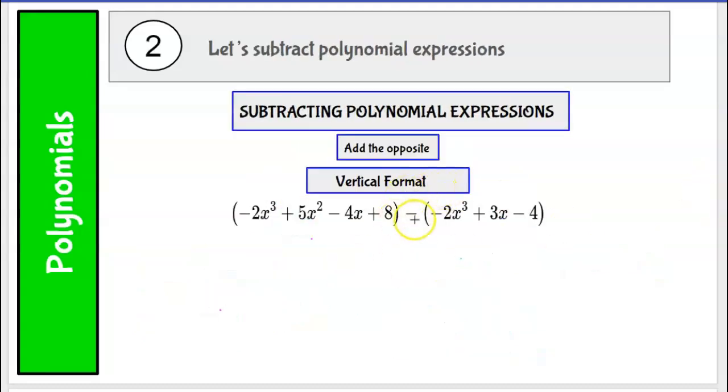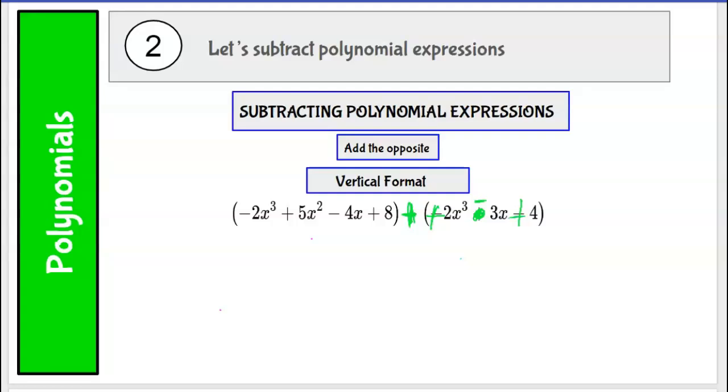Now we're going to look at subtraction. I know it is a subtraction problem because I see the subtract between the two polynomials, so always pay real close attention to that. Now, notice up here it says add the opposite. So that's what we're going to do. We're going to change our subtract sign between the two, and we're going to add the opposite of everything that's in parentheses. So I'm going to change this to a plus or a positive 2x cubed. I'm going to change this to a negative 3x, and I'm going to change this to a positive 4.